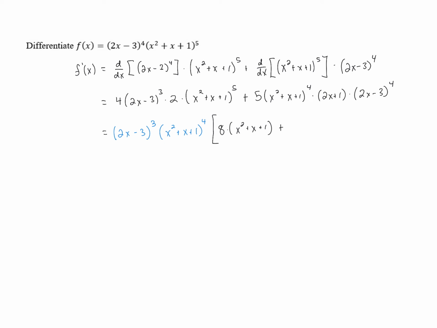Plus, let's look in the second group and see what's left over. We've got the 5, that's pretty easy. And then if we look, we had 4 factors of x squared plus x plus 1, but we pulled all those out, so that all goes away. And then also 3 of these 2x minus 3's were pulled out, so that leaves 1 factor of 2x minus 3 left, and then the other factor of 2x plus 1. So we've got 2x plus 1 times 2x minus 3.